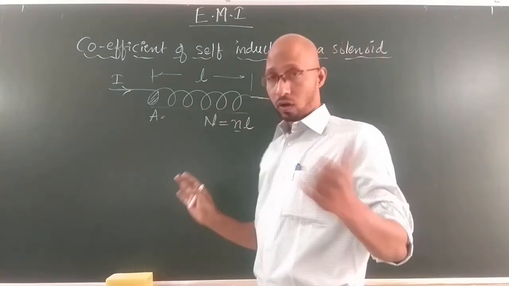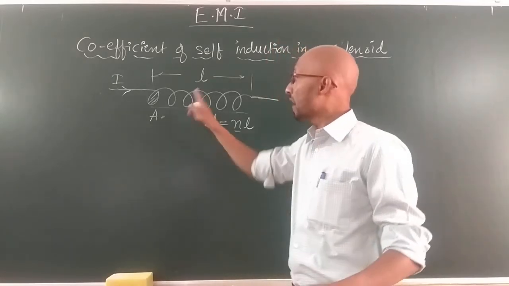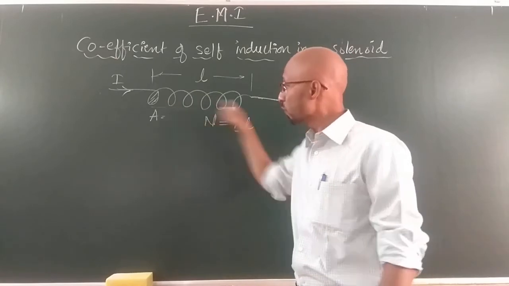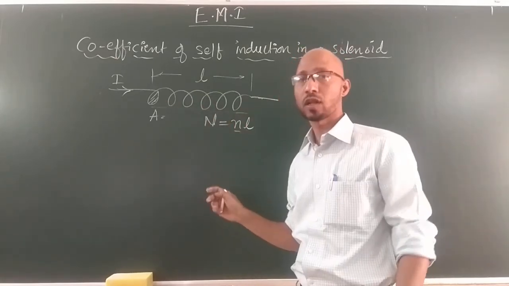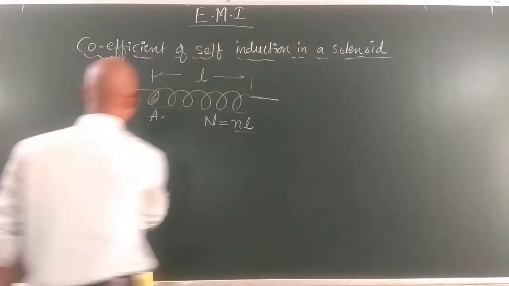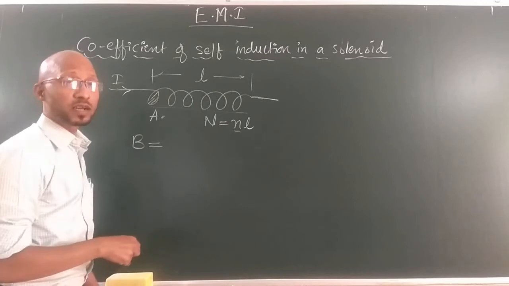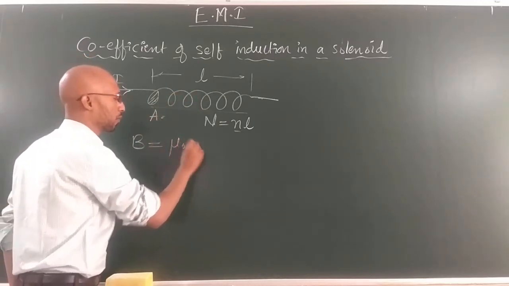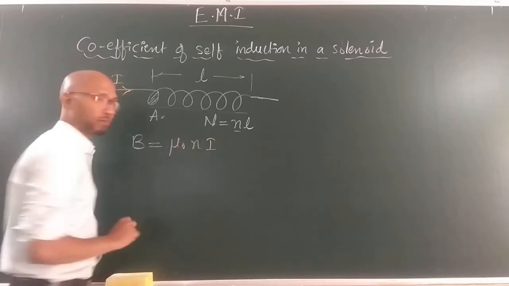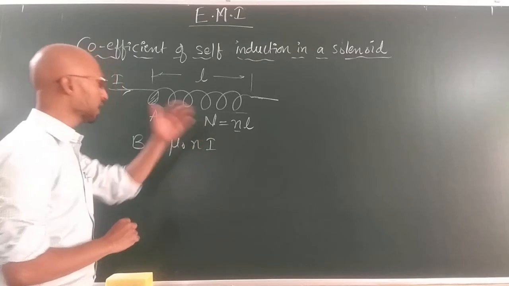You already studied in the previous topic, magnetism and matter, that the magnetic field developed when current flows through an inductor coil is as in a solenoid. What is the magnetic field expression? The magnetic field when current flows through the solenoid is given by mu naught n I. This is the expression for the magnetic field produced in an inductor.